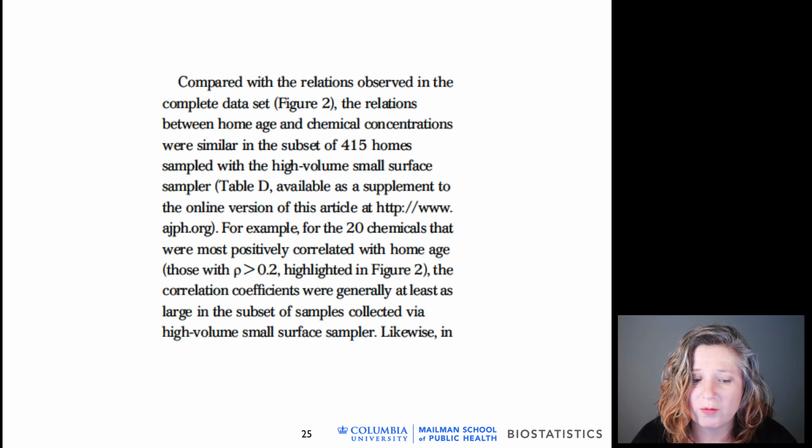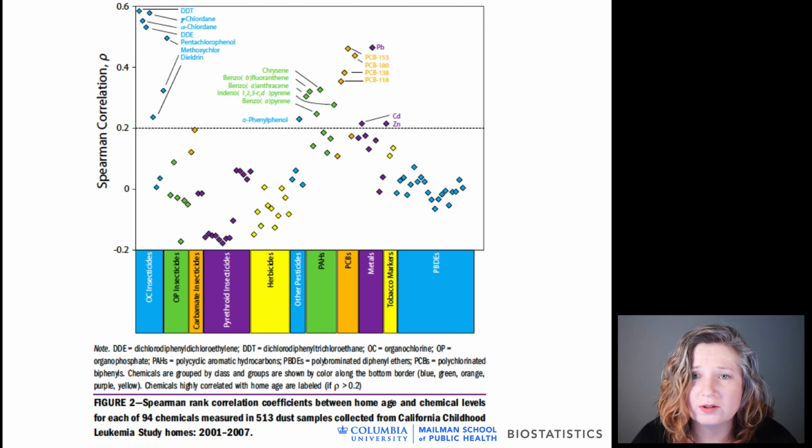Then, second, what they wanted to do is portray the correlations between the 94 chemicals and the age of the home. At this point, we will have only 94 correlations, but what we want to do is compare them to each other. Even creating a table with 94 correlation numbers would be hard. Additionally, what we want to highlight is that correlations larger than 0.2 are significant or meaningful to us. So this is what they did.